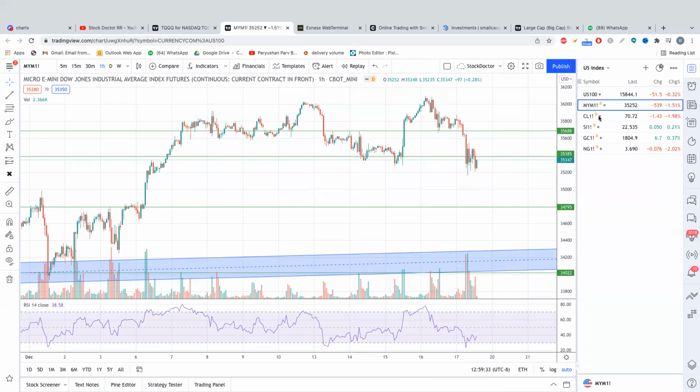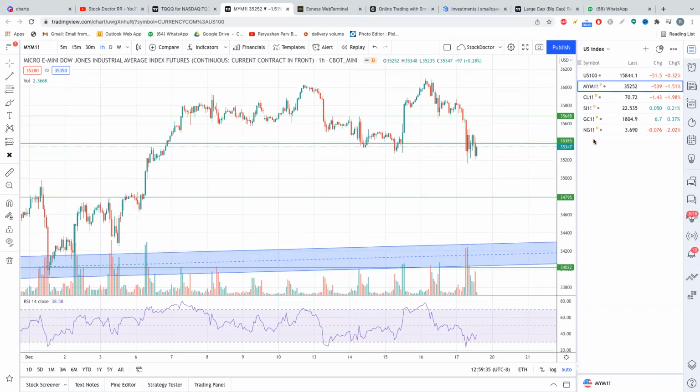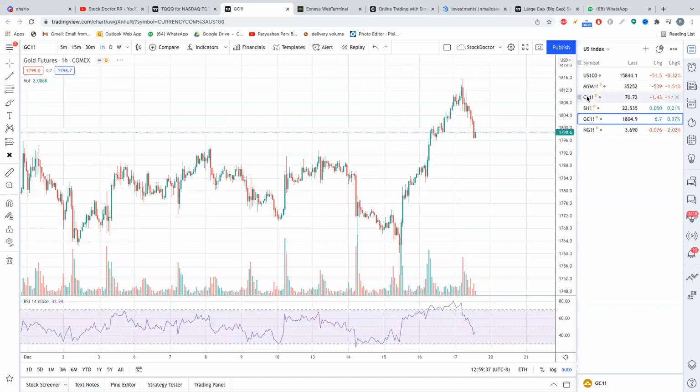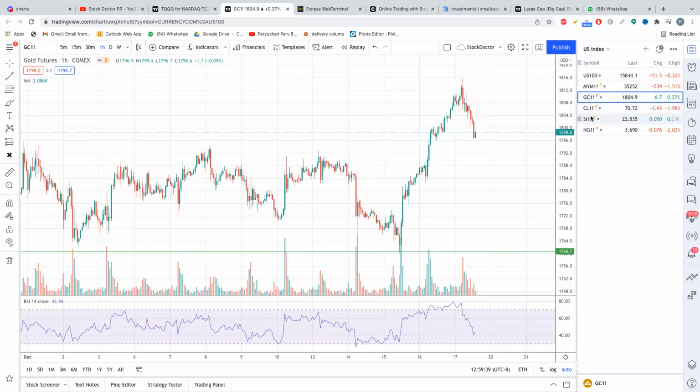Now we will talk about some of the commodities. First we will go with gold, then we'll go with silver, and then crude oil and natural gas.